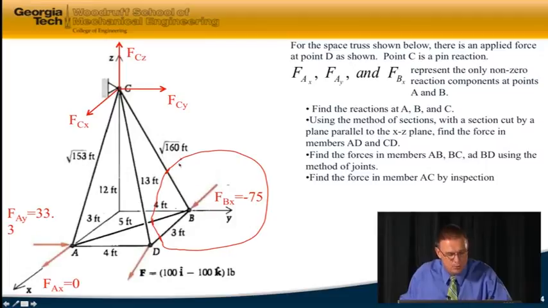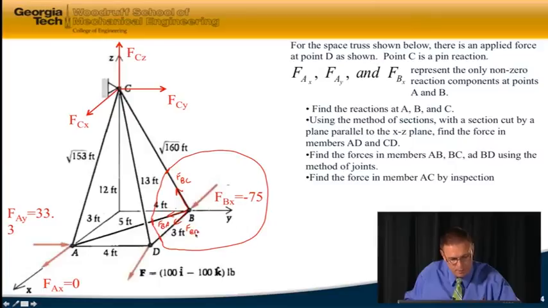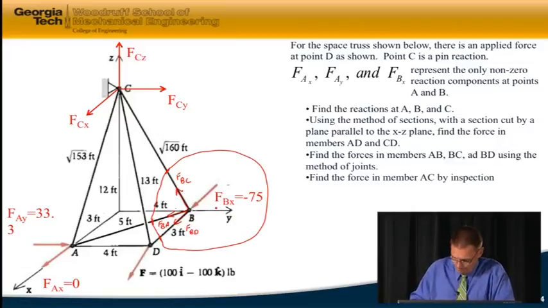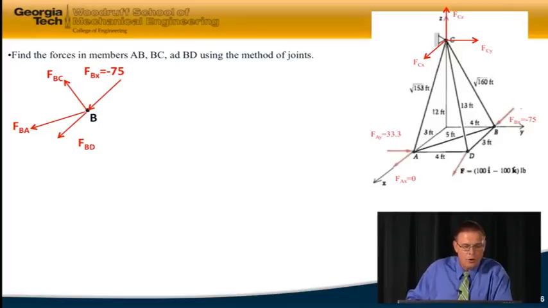I'll assume these members are in tension, so I've got FBC, FBA, and FBD. Plus, I've got this reaction force, FBX, which is negative 75 at point B as well. And so that's a good free body diagram. Here it is again. And so what should you do now?